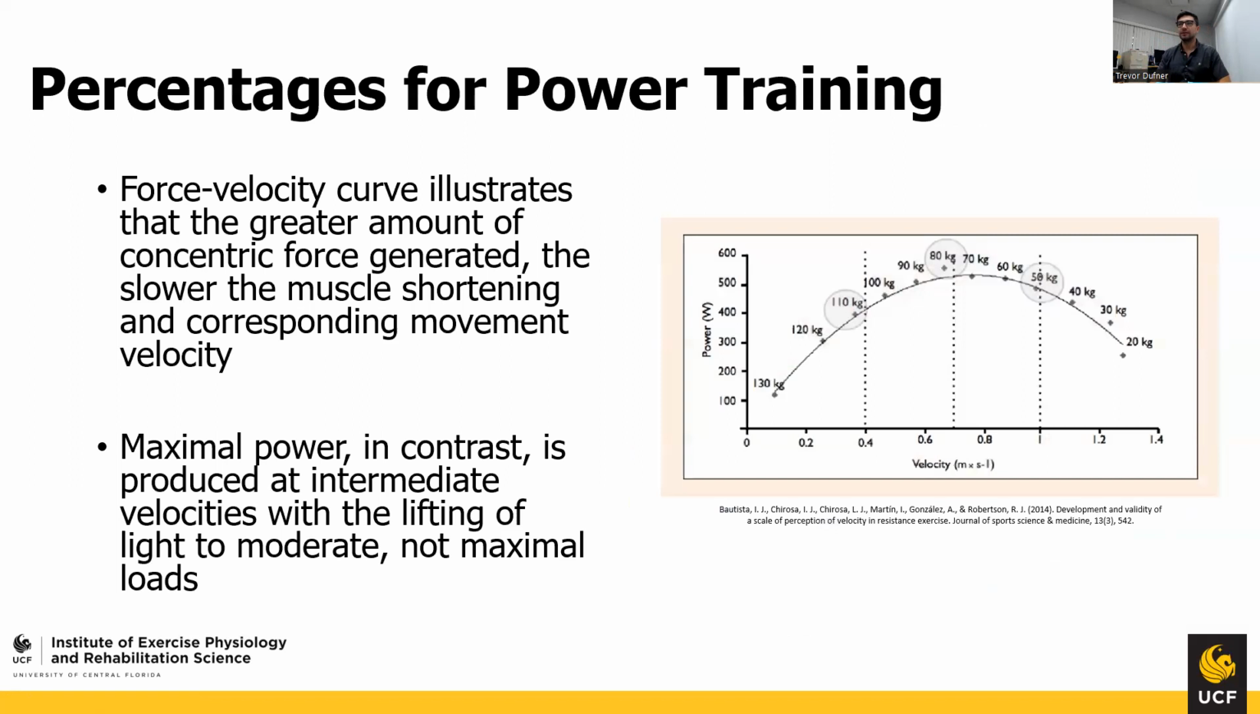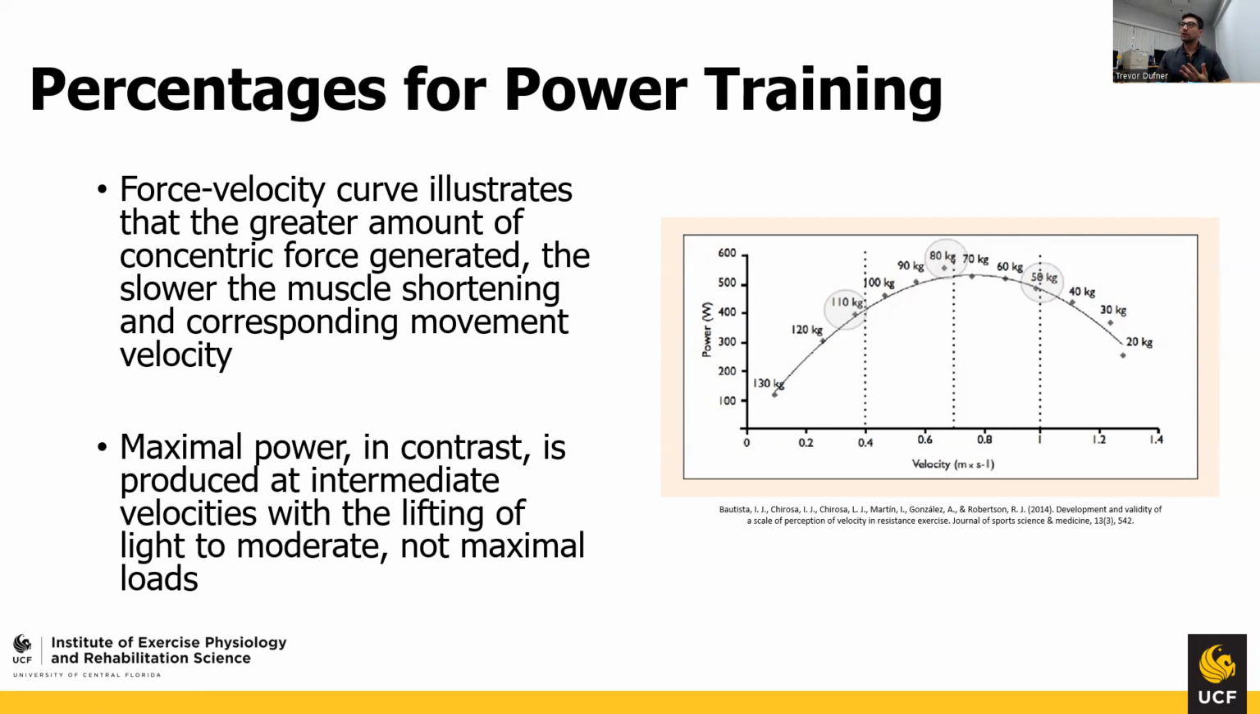And so looking at this, or still talking about this, we're talking about the force velocity curve. Essentially what this is showing is a curve at which you're generating the most power. So typically the highest power in movements is somewhere around a moderate weight, because if you have a really, really heavy weight, you're not going to be able to move it as fast. So the force velocity curve illustrates that the greater the amount of concentric force generated, the slower the muscle shortening or corresponding movement velocity. So essentially, there's two different things that come into play here.